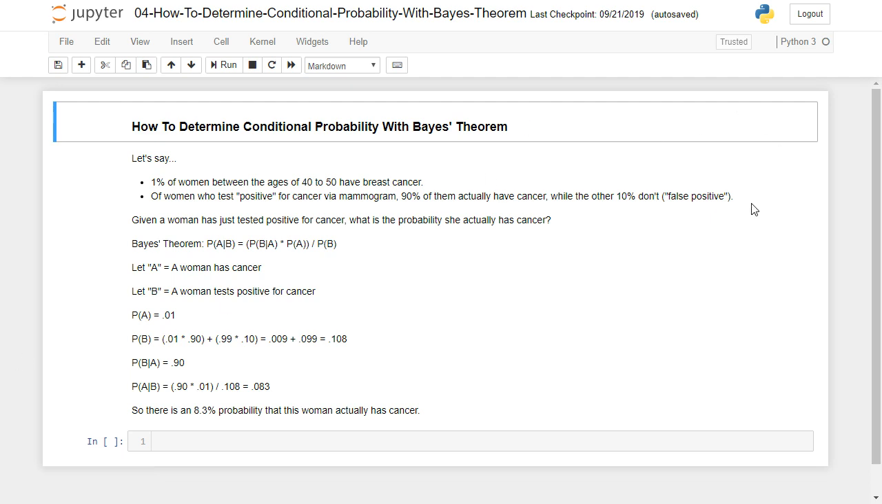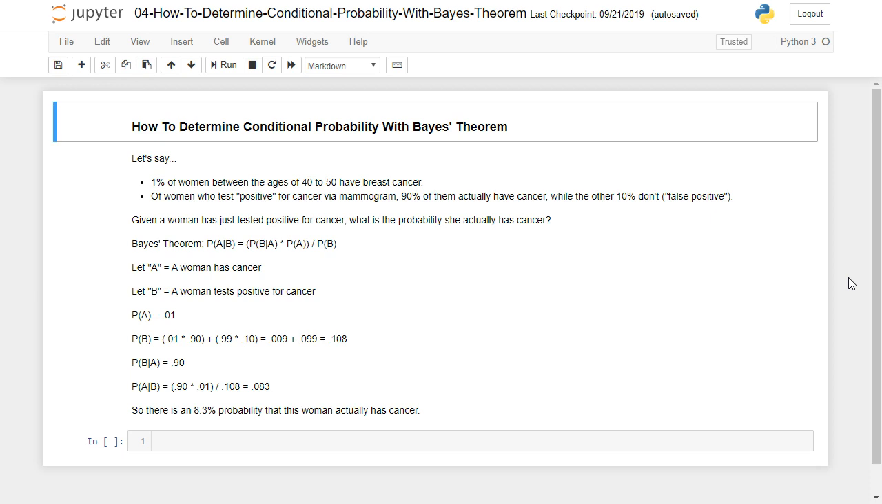Okay, now let's say you have 1% of women between the ages of 40 to 50 that actually have breast cancer. And of women who test positive for cancer via mammogram, 90% of them actually have cancer while the other 10% don't, which would be what's called a false positive. Given a woman has just tested positive for cancer, what is the probability that she actually has it? And this is where we can use Bayes' theorem to give an accurate assessment of this conditional probability, okay?